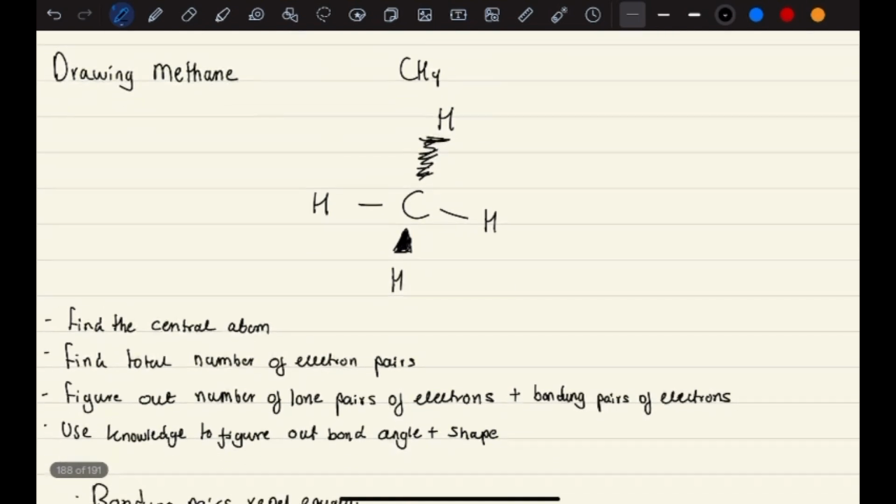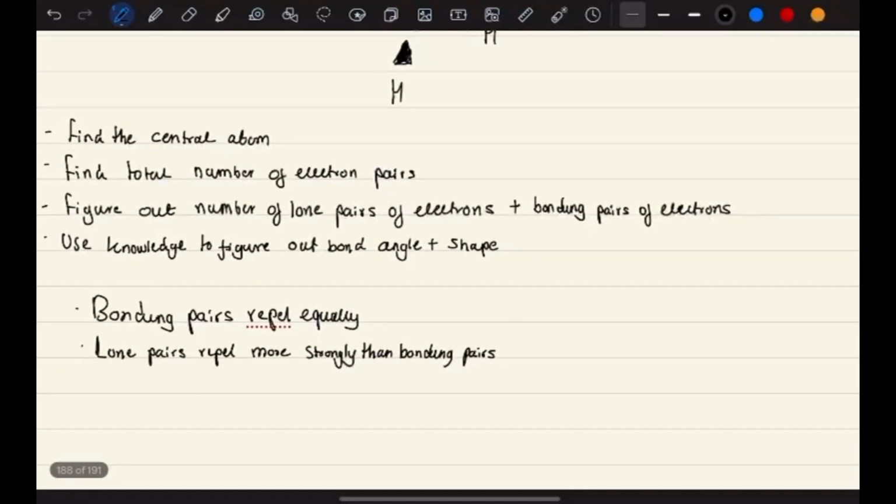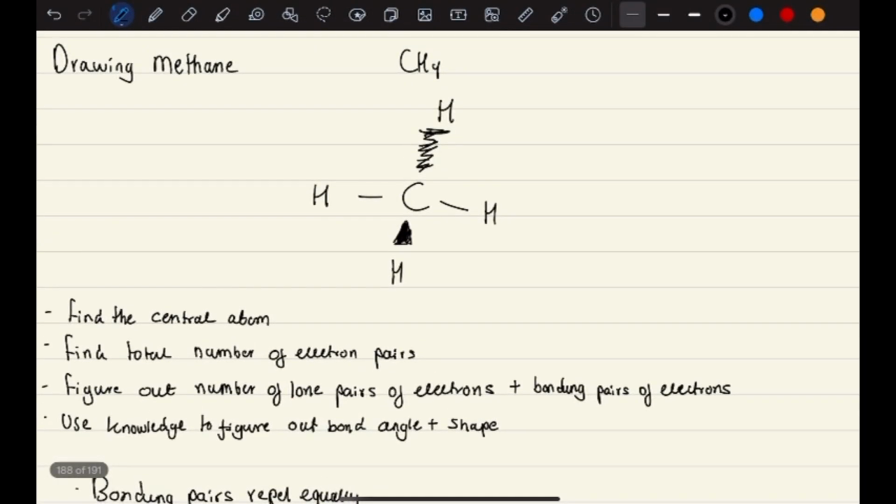It becomes more important when we're talking about optical isomers in topic 6. And I just wanted to kind of show you a play-by-play. You find central atoms, so for example, carbon, then you need to know the total number of electron pairs.